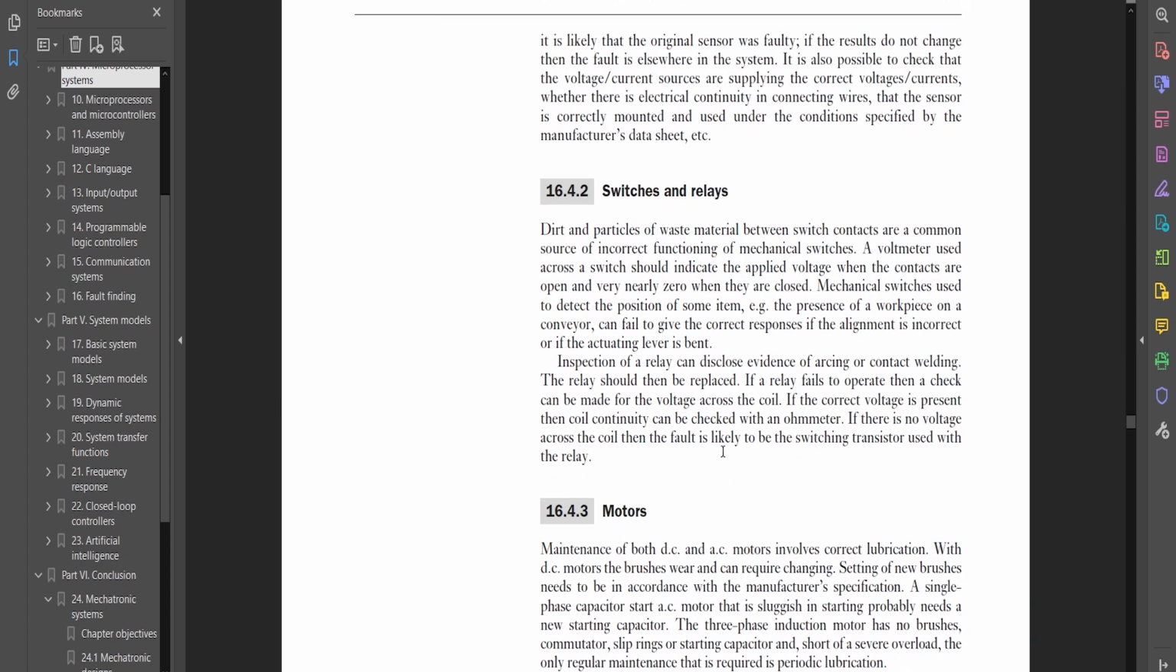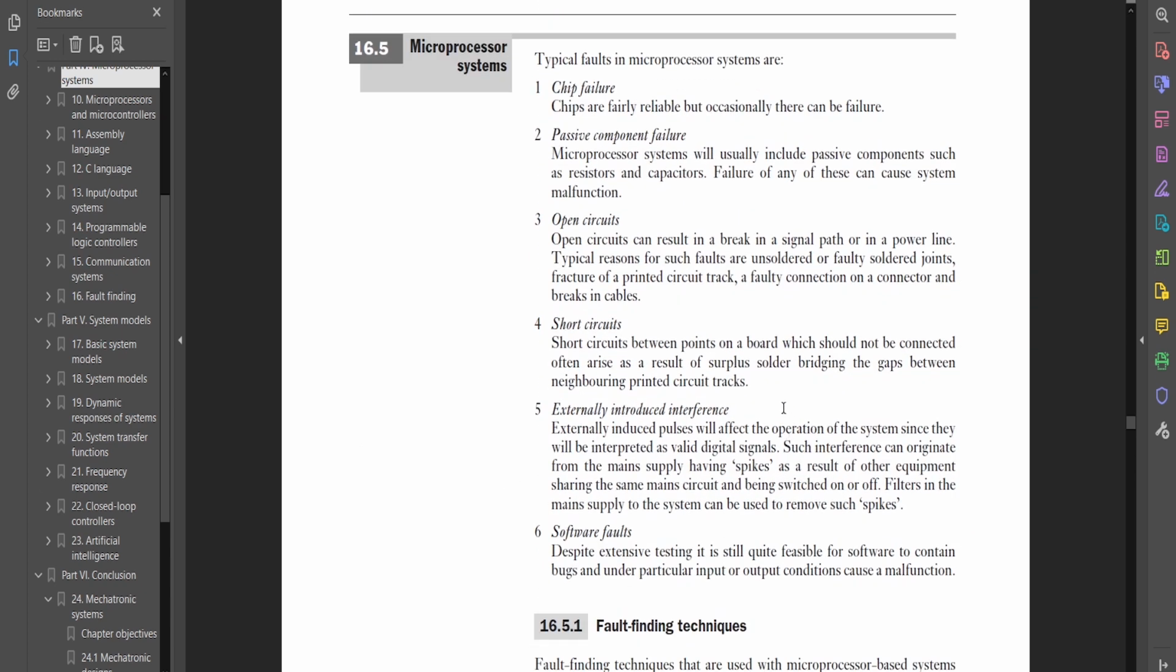So common hardware faults, sensors, motors, and so on. Yep, of course. When you have hardware, things moving, or whatever, then yes, things break. Microprocessor system. Typical faults in microprocessors are chip failure. Okay, so, don't ask me why.